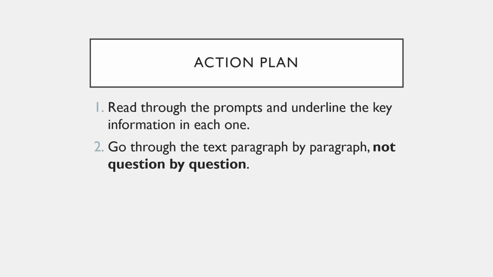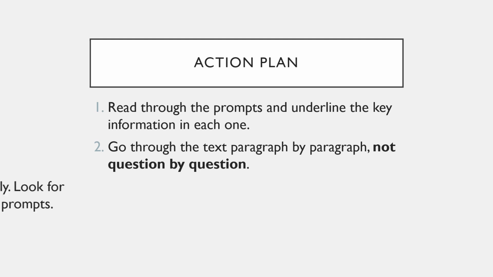One of the biggest mistakes that candidates make in this part of the exam is trying to complete the task question by question. This means they look at the first prompt and go through the whole text until they find the part that corresponds with the question. Then they repeat the same process for all the other questions. The problem with this approach is that it takes a lot of time, and it means you could read the text 7, 8, 9, or even 10 times before you've answered every single question.